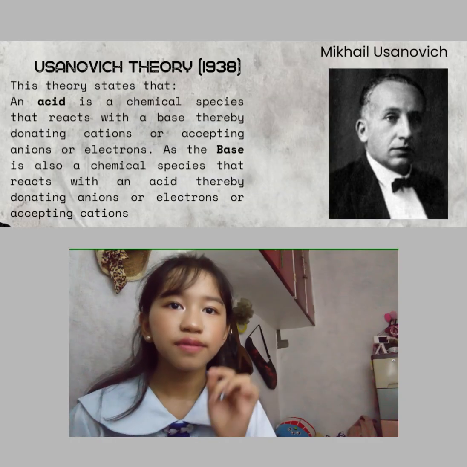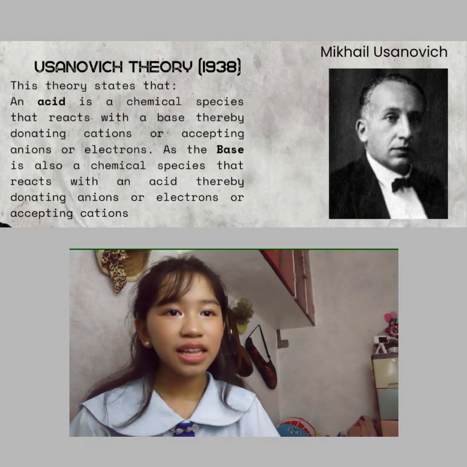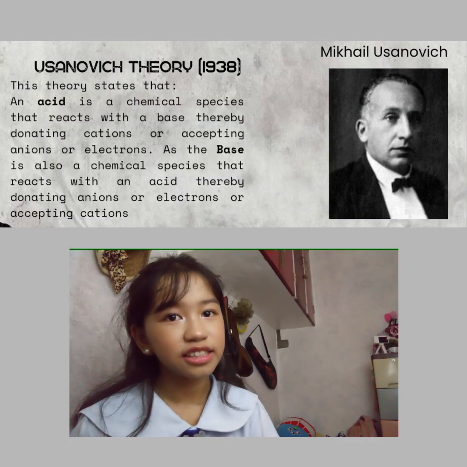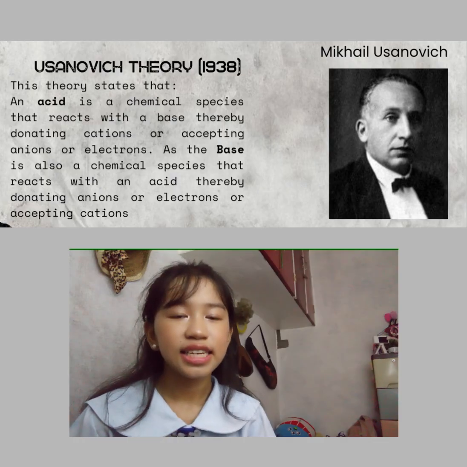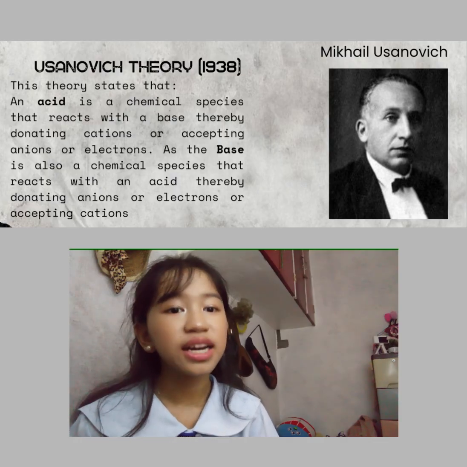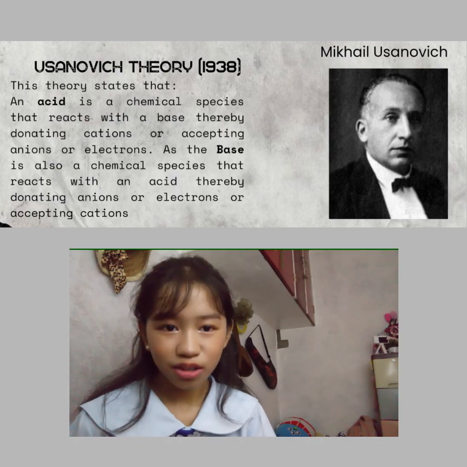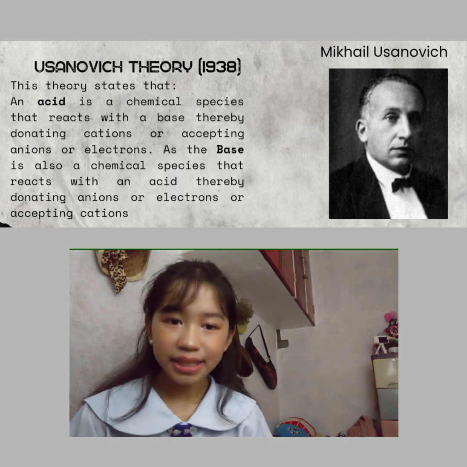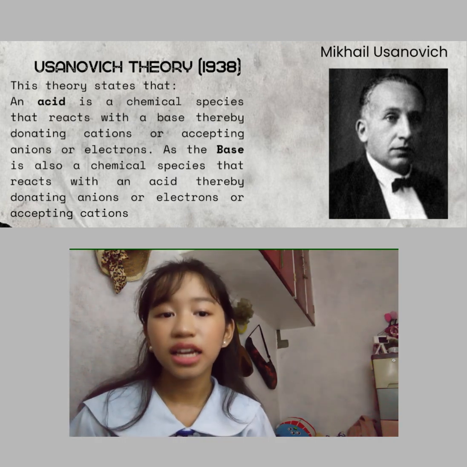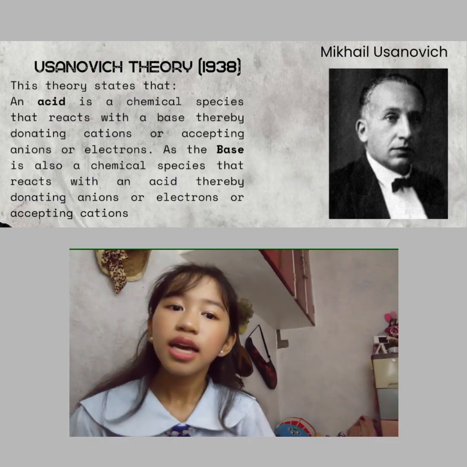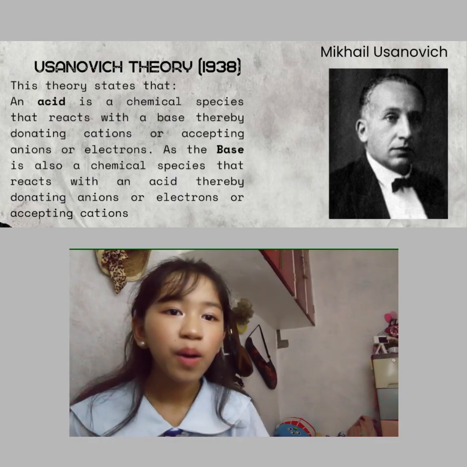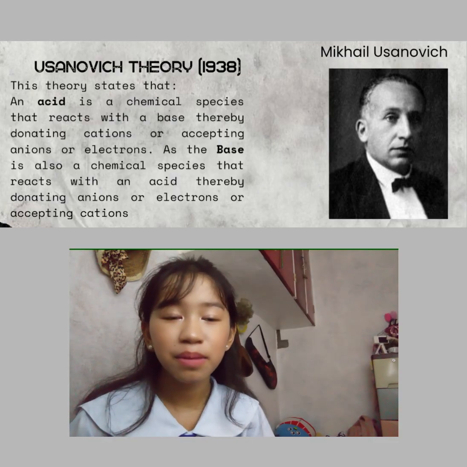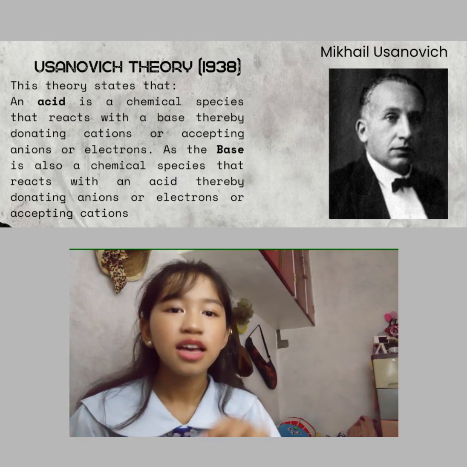Next is Usanovich theory by Mikhail Usanovich noong 1938. Sabi niya, an acid is any substance na tumatanggap ng anion or electron or cation. Habang ang base naman ay kabaliktaran, nagbibigay ng electron or anion. Ito na ang pinakamalawak na definition kasi kasama na pati redox reaction.